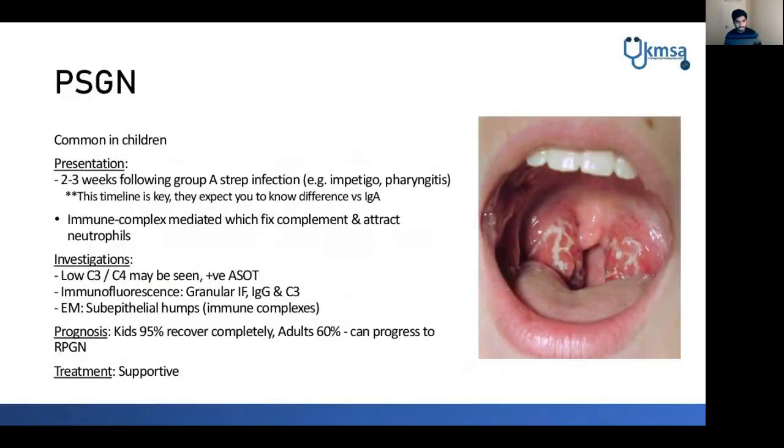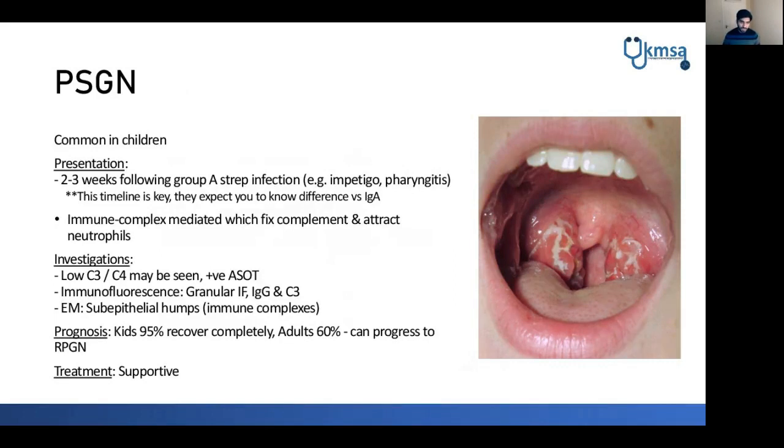So let's talk about PSGN, post-strep glomerulonephritis. It's common in children because children get group A strep infections, impetigo, skin infections, or throat infections. The key thing to remember on this whole slide is that it's a timeline. You usually get PSGN around 2 to 3 weeks after you've had an infection in a child. This is important because they want you to know the difference between this and IgA, which happens days after an infection or at the time of the infection.